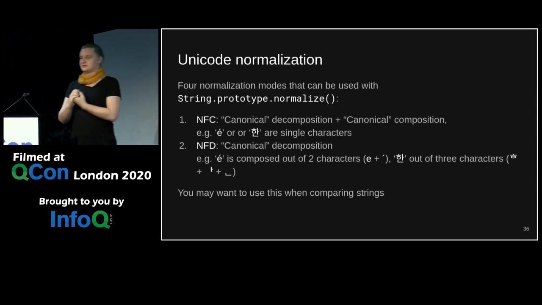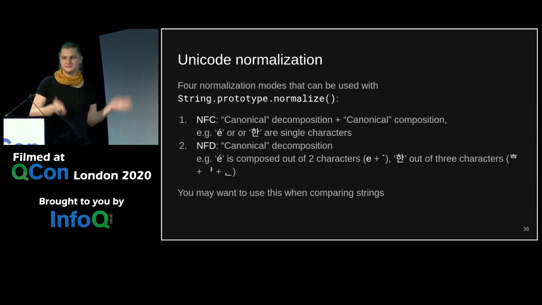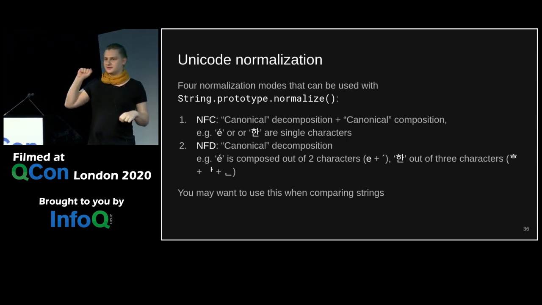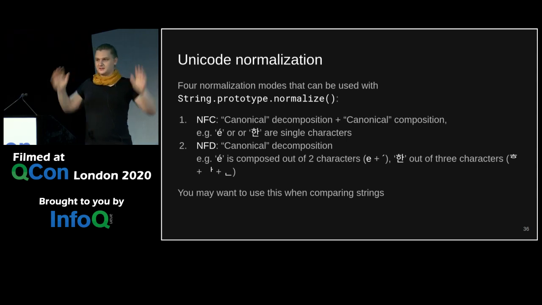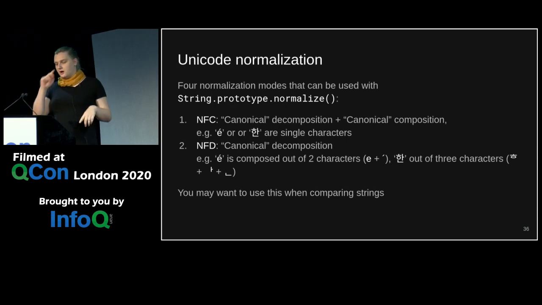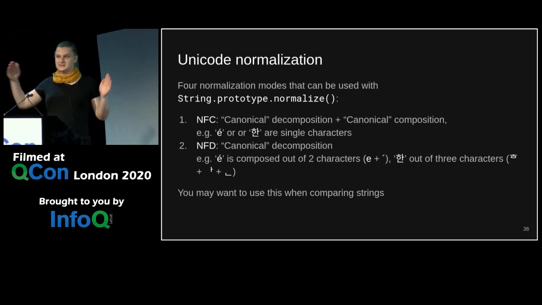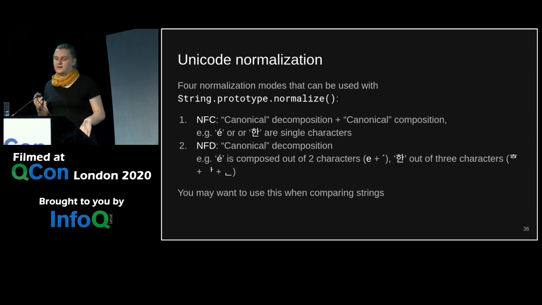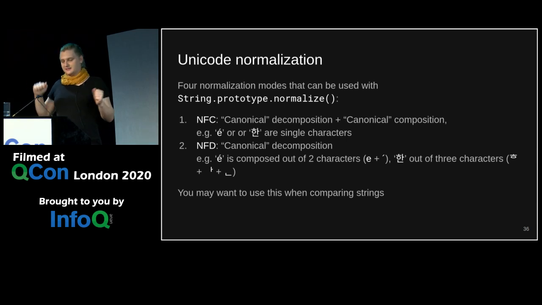There are ways to deal with this in JavaScript, luckily. The way to do that is string.prototype.normalize, which you can call on any string. You can basically do the two things that you want to do with them. Either you can make each combined character as combined as possible, so the E with the accent as a single one, or the Han as a single one too. Or you can call it with a parameter, NFD instead of NFC, which says, please decompose these as much as possible. So E with an accent as two separate ones, or Han, again, as three separate ones.